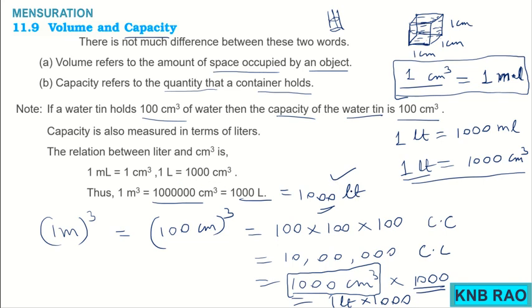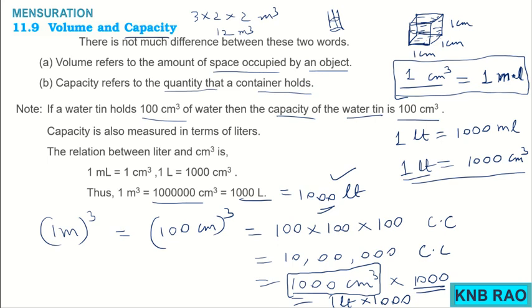Where do you find this? Suppose you have a water tank constructed in your house, and that water tank is of length 3 meter, breadth 2 meter, height 2 meter. That means 3 into 2 into 2 meter cubes is the volume of it. So how much is that? Now 12 meter cube. What is the capacity in liters? 12,000 liters that it can hold. So this is how we use them.